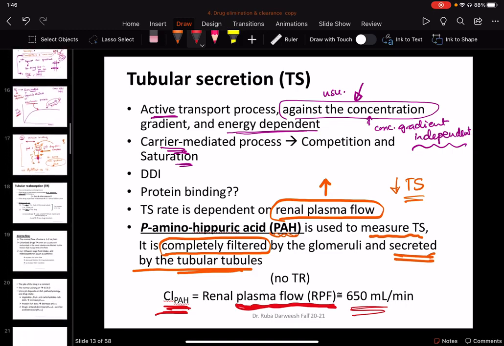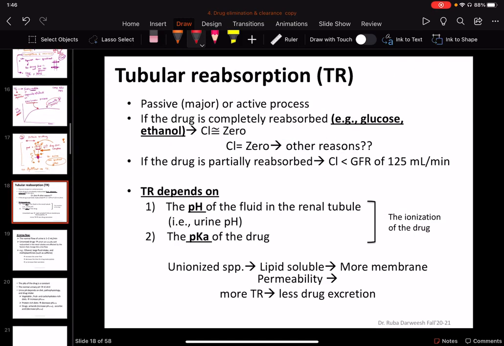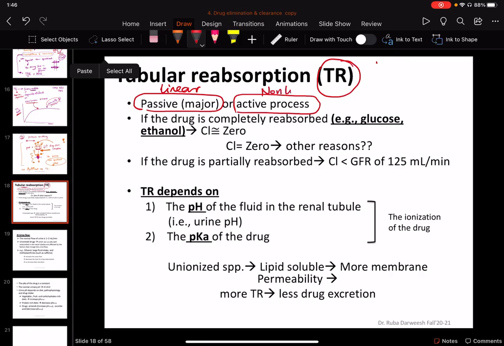Okay, so the last thing that you need to know is the tubular reabsorption. If we are talking about the process of tubular reabsorption, it's majorly passive, but sometimes could be active. So it could be saturable, it could be nonlinear, but the majority of the process in tubular reabsorption is passive or linear or first order. Okay, but it could have some of the processes as nonlinear.